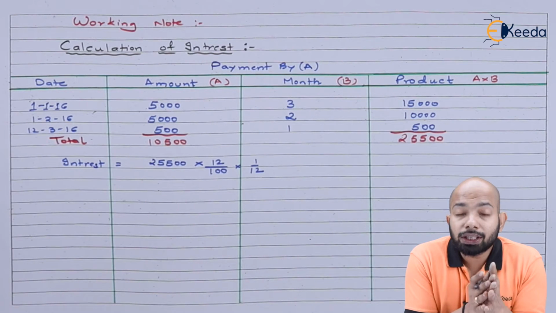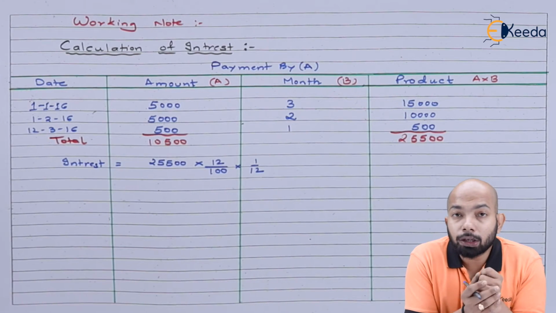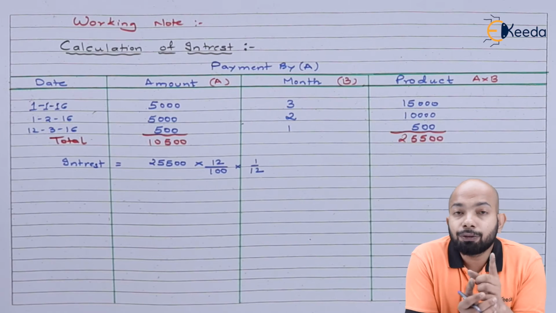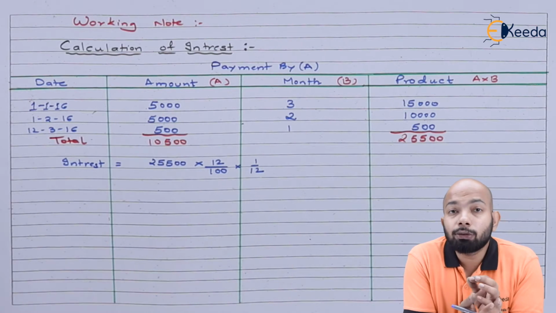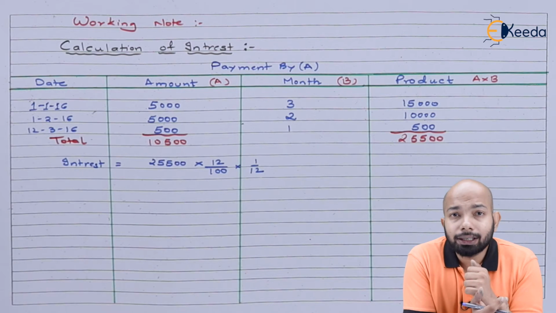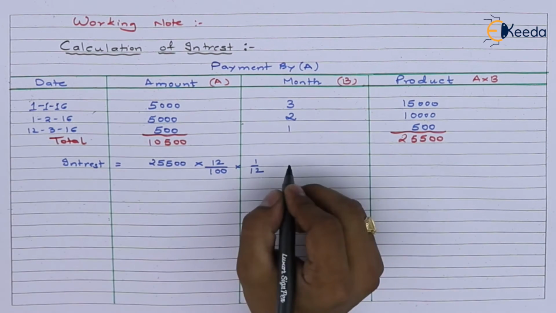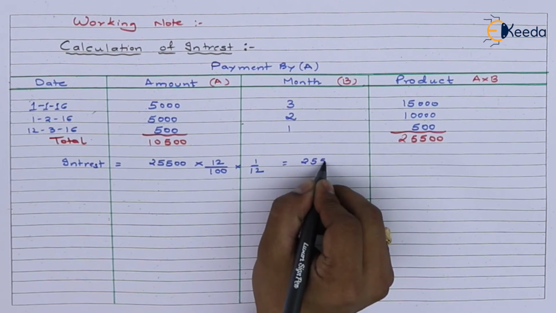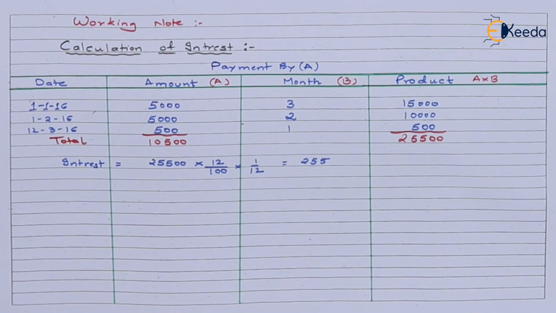So that is total product is 25,500 multiplied by 12% on it, and that will be for 12 months. That means the interest that we'll be getting is for 12 months, and if you divide it by 12, you'll be getting 1 month interest, which comes to 255 rupees. Let's mark it as 1.